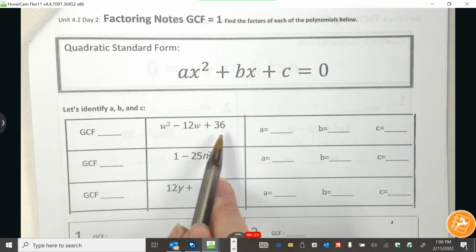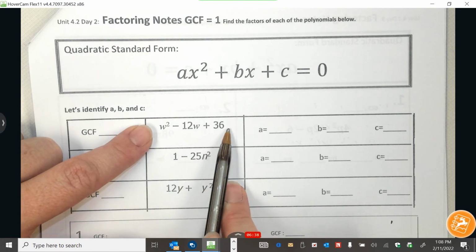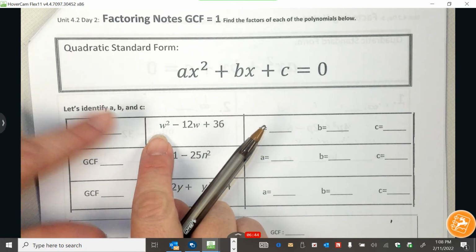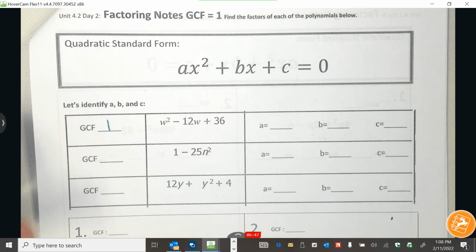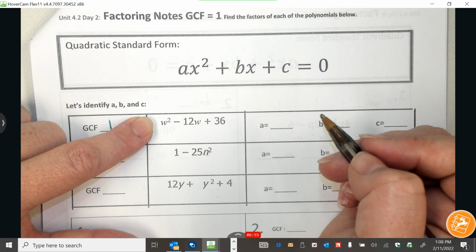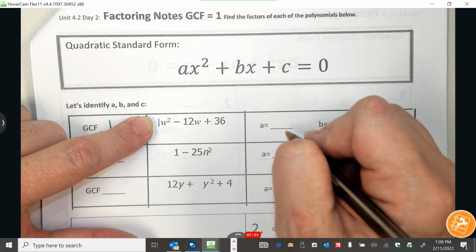Okay, what's my GCF here? Do they all have a W? No, so I can't take out a W. And this one doesn't even have a number. So guess what your GCF is? 1. So does anything change if I take out a 1? No. So what's A? What number can I put in front of W squared that wouldn't change anything? 1. Okay, so A is 1.